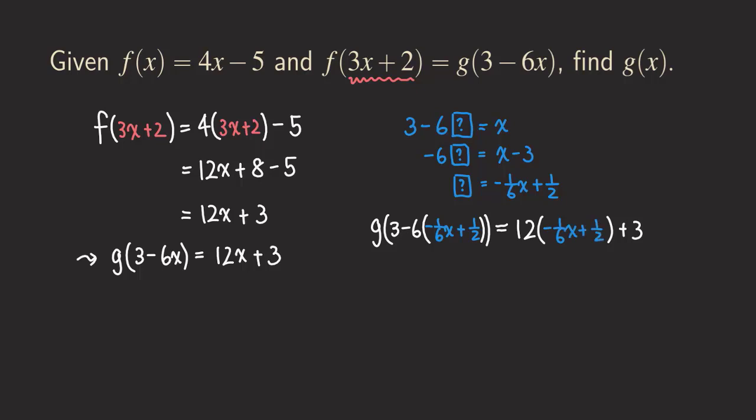And so now we are ready to simplify right here. Actually, we know what we are going to get, right? This is positive x, so we get 3 plus x, and then negative 6 times positive 1 over 2 gives minus 3. On the right hand side, we multiply and get negative 2x, and then 12 times positive 1/2 is positive 6, plus 3. Simplify this, and we get g of x equals negative 2x plus 9. So that's our final answer.